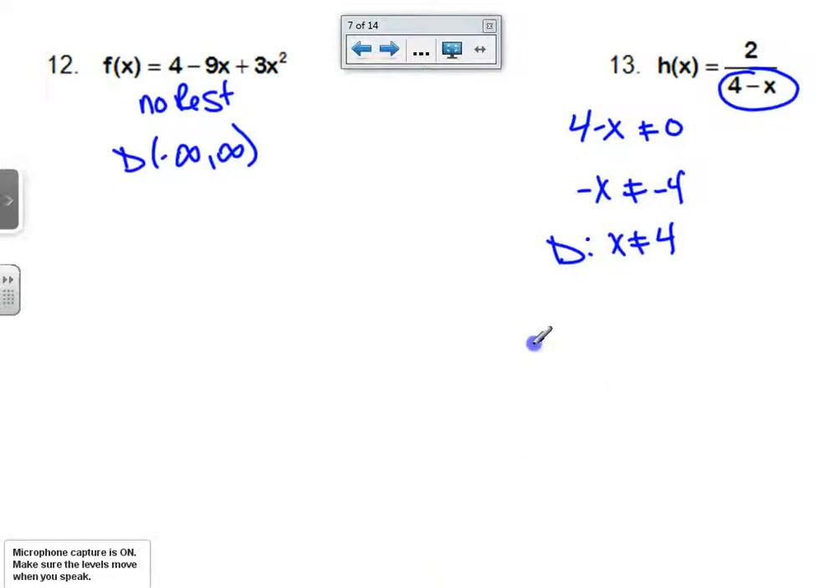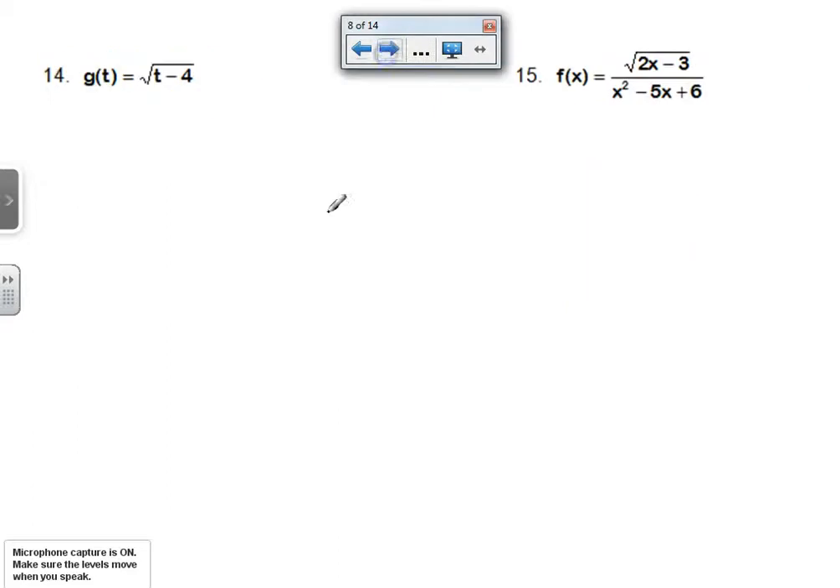Basically, every number in the whole world is fine except for 4. There's an interval way to write that answer, but I am perfectly fine if you guys leave this as your domain. X cannot be 4, indicating it can be everything else in the whole world.